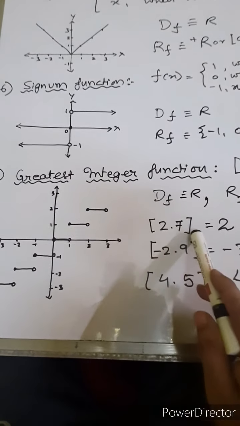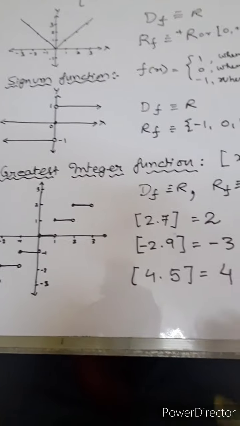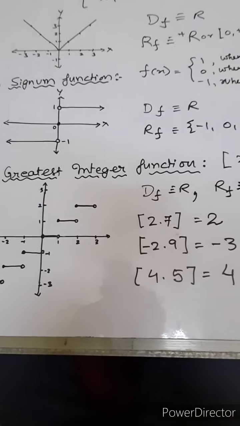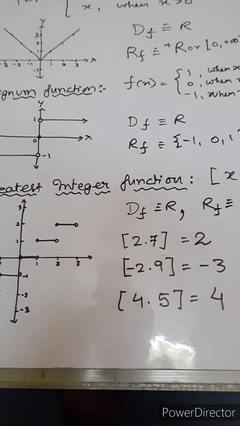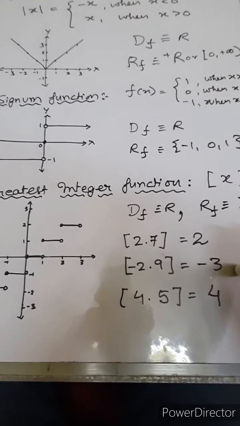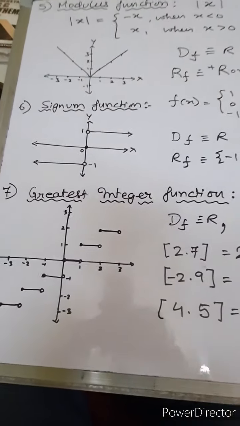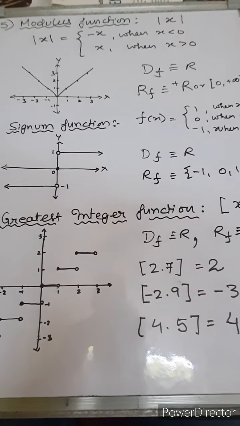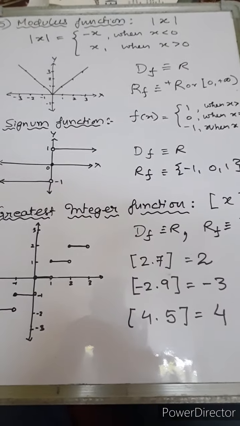For the greatest integer function, suppose 2.7 is written in the square bracket. The image of the function will be 2. And suppose a negative value is written. What is the greatest integer function of -2.9? Yes, -3. Right, children? So this way we have discussed a few types of functions. Now we will discuss how to find the domain and range. Note down please.